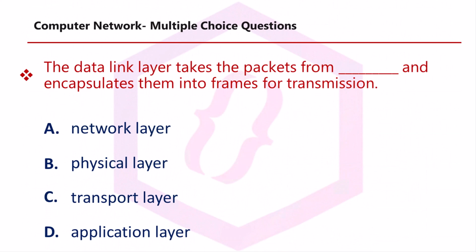The data link layer takes the packet from dash and encapsulates them into frames for transmission. Option A, network layer. Option B, physical layer. Option C, transport layer. Option D, application layer. And the correct answer is option A, network layer.